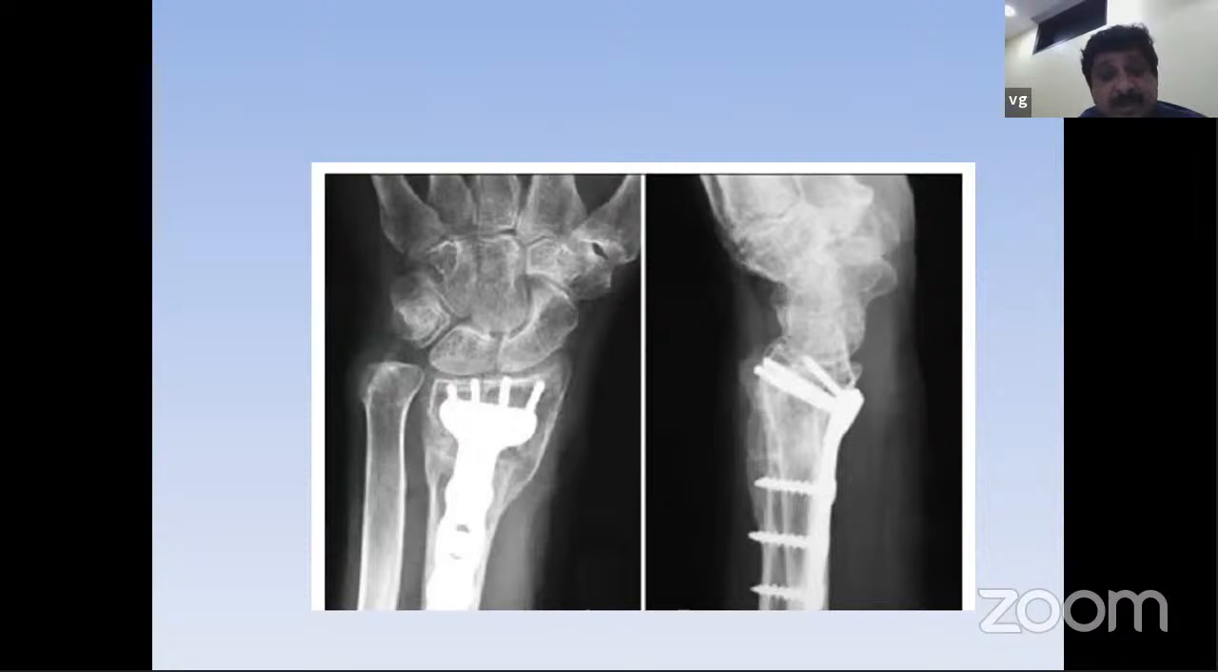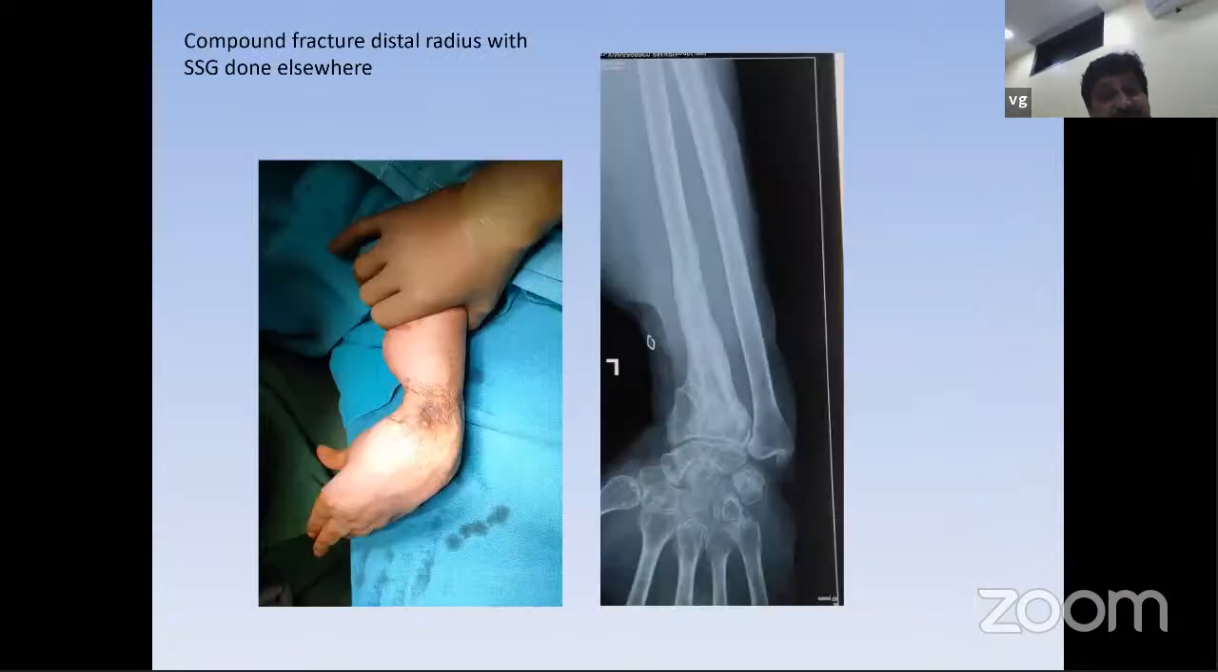The same patient after. So this was another case in which a compound fracture was there. You can see some amount of sequestrum is there. There's an SSC that was done elsewhere. So very difficult to do an osteotomy.